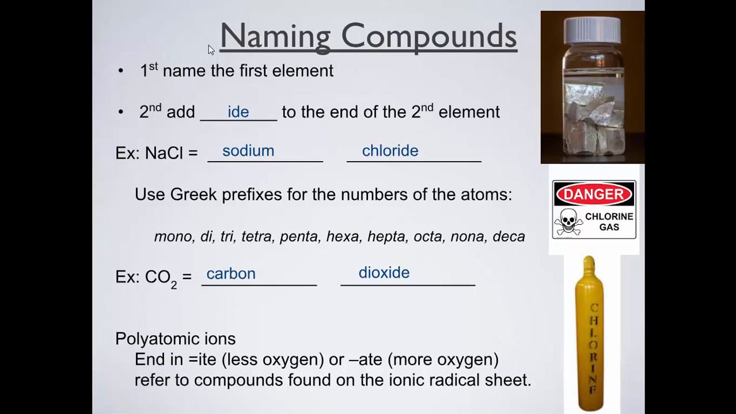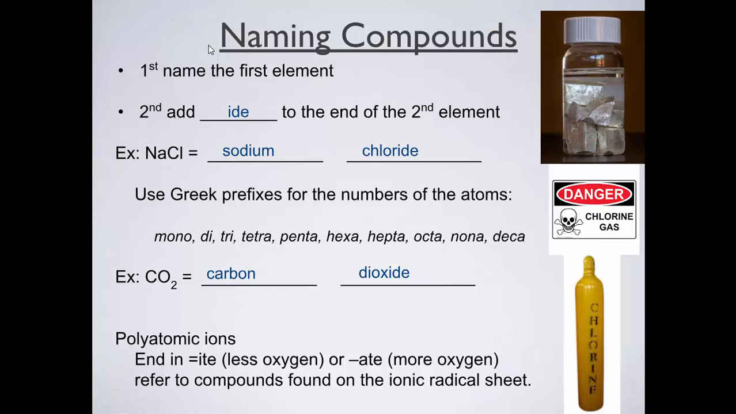Now, many of the radicals on the back of your periodic table have certain endings to them. Not all, but often they end in ite or ate. Like you have nitrate, you have nitrite. You have phosphate, you have phosphite. So whenever you see ates and ites, generally it means it's something from the radical chart, and you can look it up on that chart.